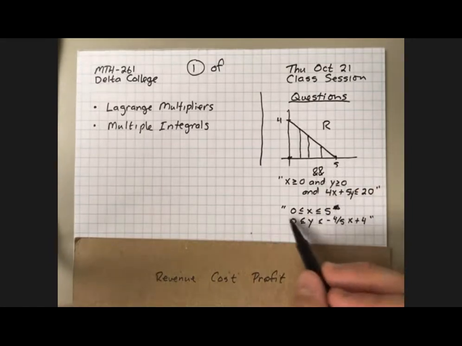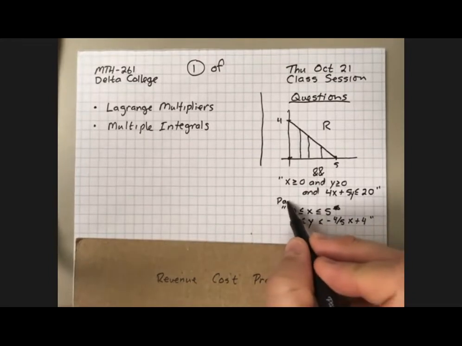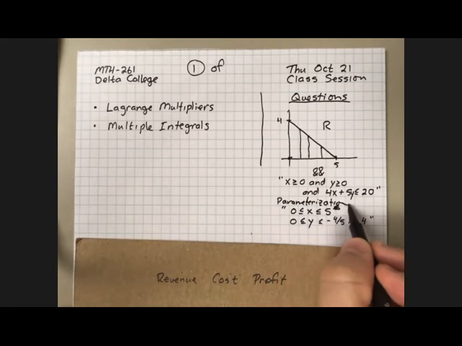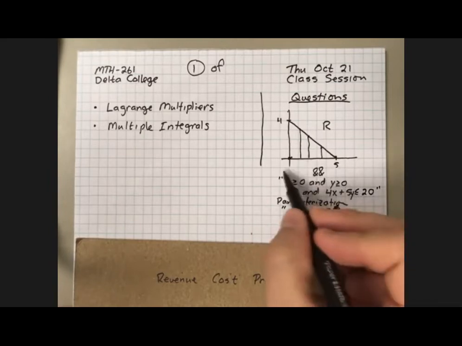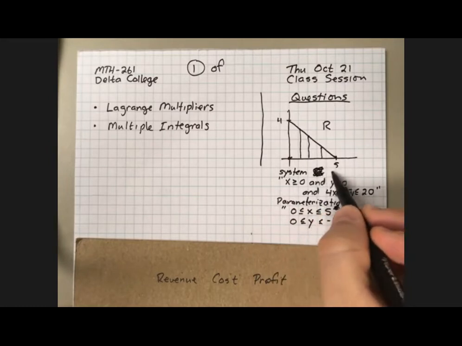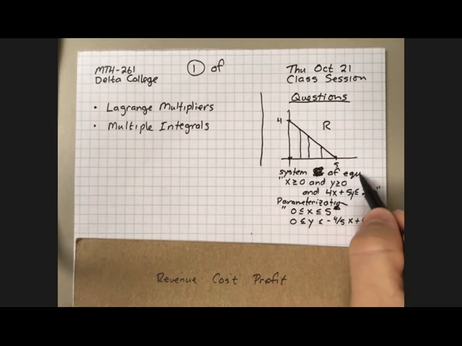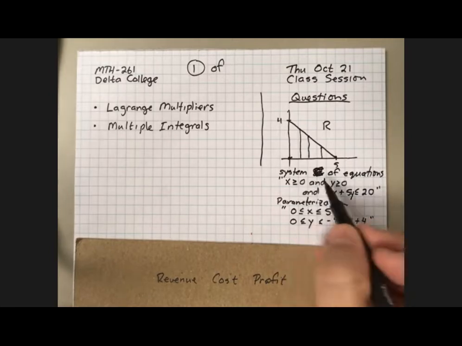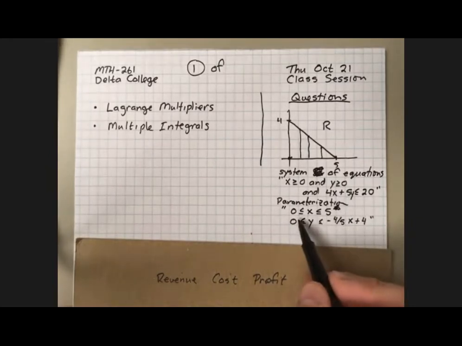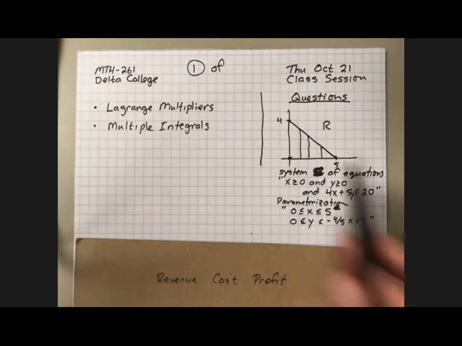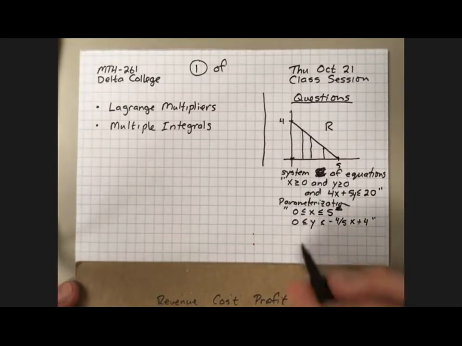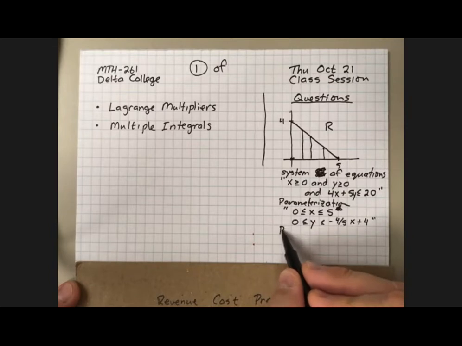Now, this is an explicit description. This is a parameterization. And this right here is a system of equations. In the first case, I say collect all the points that satisfy all these equations. In the second case, I'm giving you explicit instructions for how to draw or to paint this region. And now the question is, which one should we use in which case? And I note other parameterizations are possible.